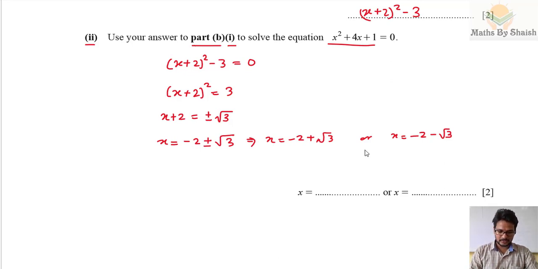Minus 2 plus root 3, the decimal value is minus 0.26782679, so to 3 significant figures it is minus 0.268, because the next number was 9. And for the other, minus 2 minus root 3 is minus 3.732, so to 3 significant figures it is minus 3.73. That's the solution to this equation.